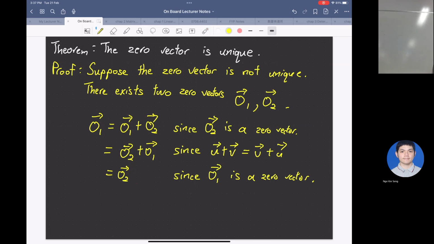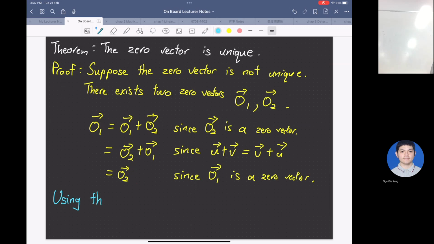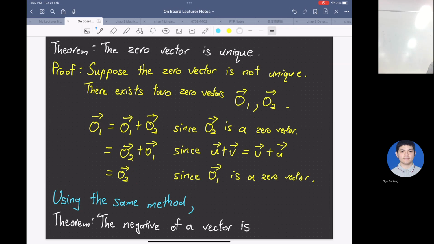So using the same method, let me write in blue, you can prove that the inverse, the negative of a vector is unique. You can use the same logic to try to prove that the negative of a vector is unique as well.